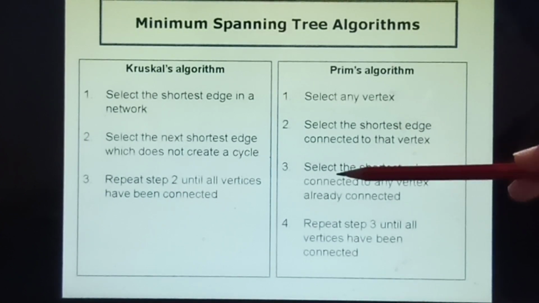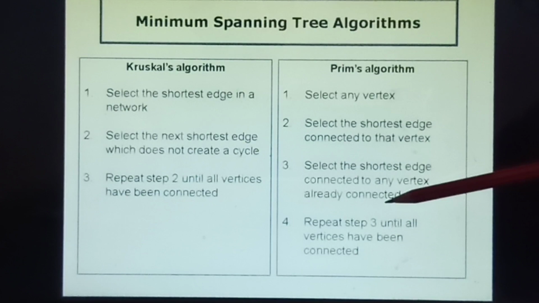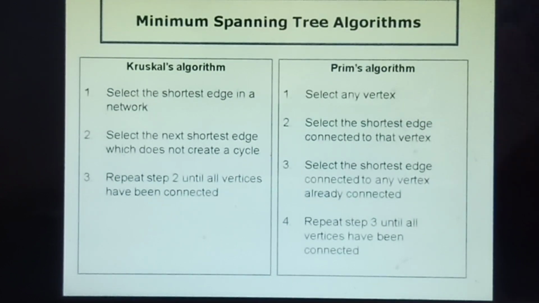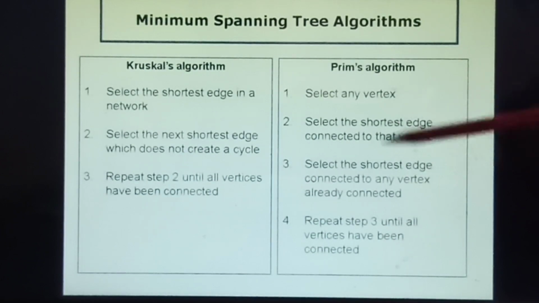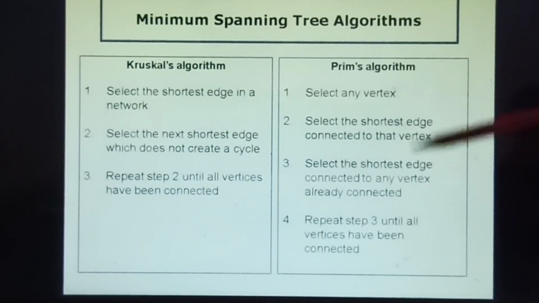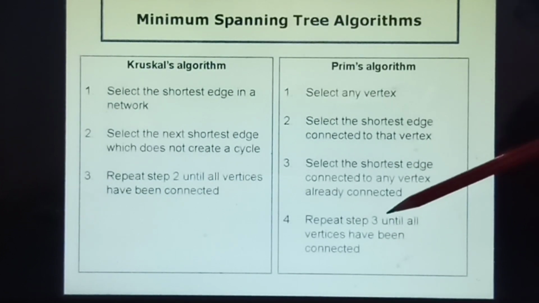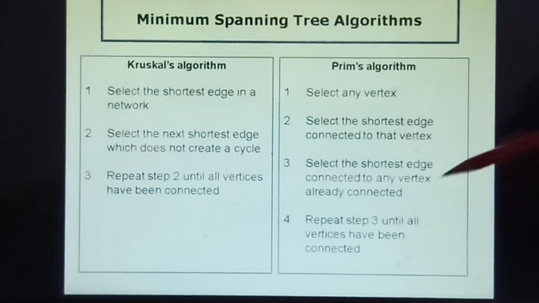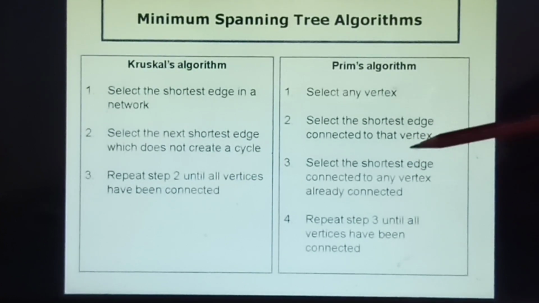Third one is select the shortest edge connected to any vertex already connected. So whatever previously selected vertices are there, from those vertices we have to see all outgoing edges, and whatever is the minimum weighted edge, that we have to select. We have to repeat step 3 until all the vertices have been connected and there will not be any cycle. This again we have to always remember.